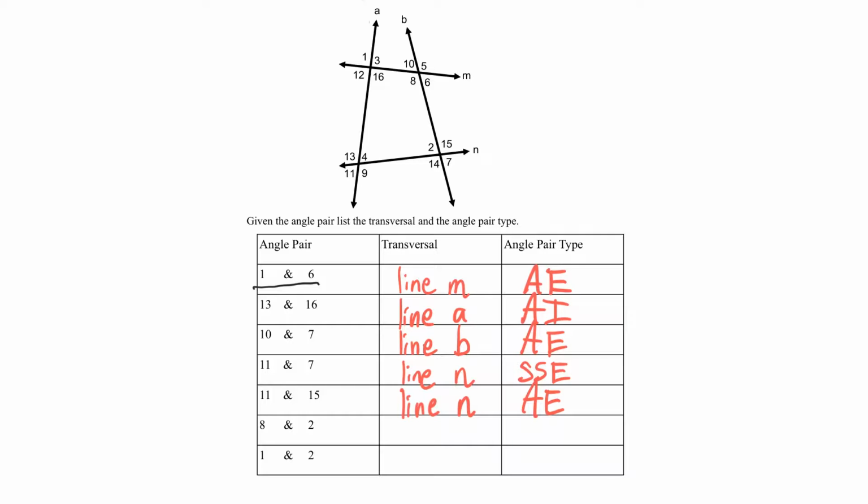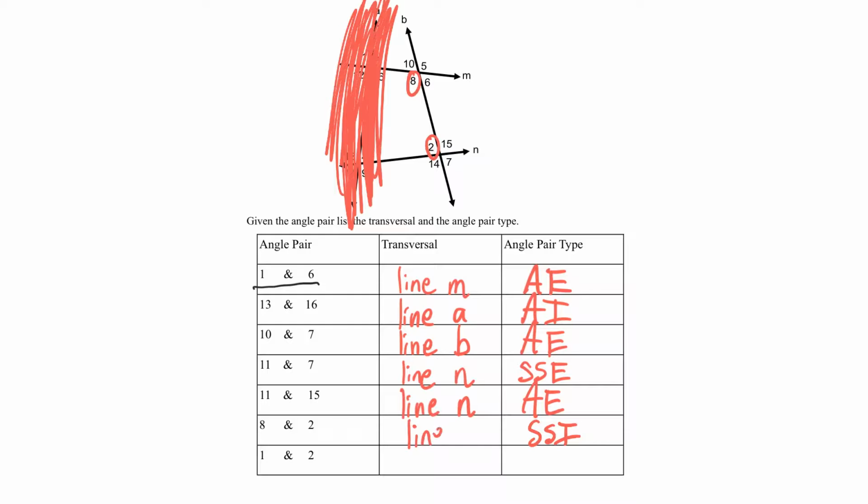Next is 8 and 2. So here's 8, here's 2. Forget about all this. So 8 and 2, are they inside or outside? Inside. They're interior. Are they same side or opposite? They're on the same side. They're both on the left side of the transversal. So they are what? Same side interior. What's the transversal? It's line B. Okay.